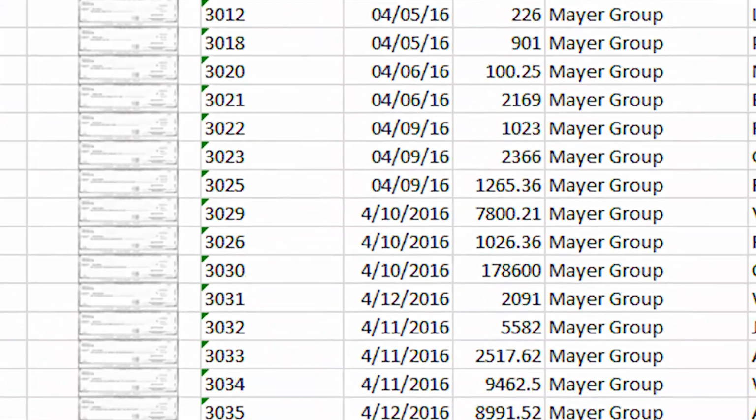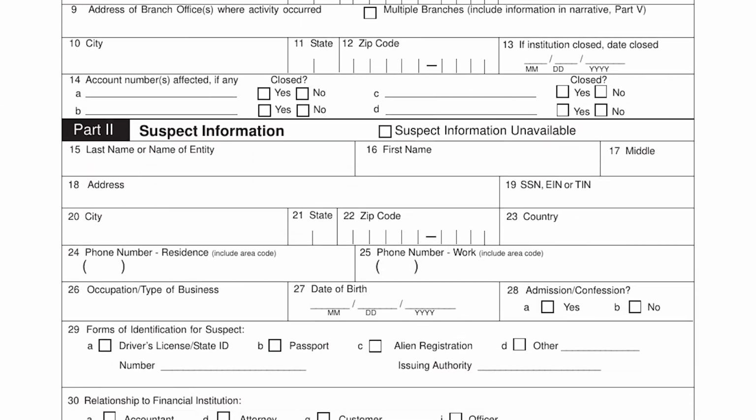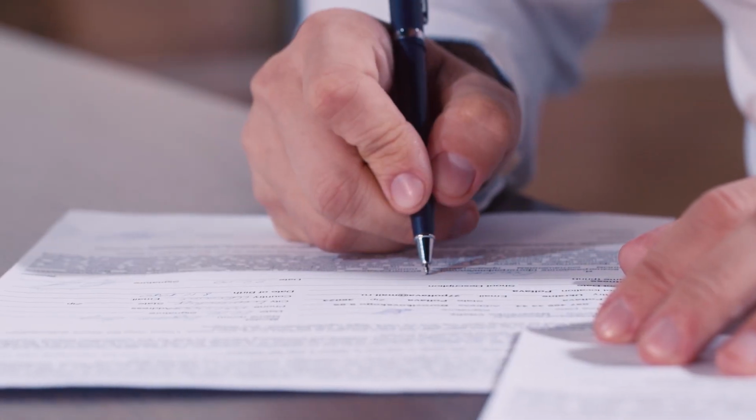Once they have gathered all the necessary information, investigators can begin to draft their SAR narrative. The narrative should include all relevant information, such as the nature and scope of the suspicious activity, the individuals involved, and the reasons why it is deemed suspicious. It should be well-written, clear, and concise, with all key points highlighted.